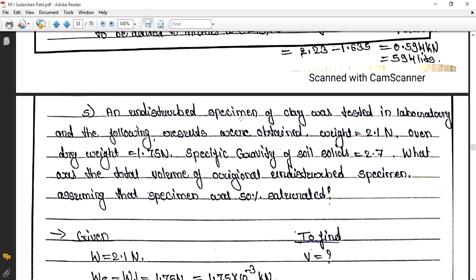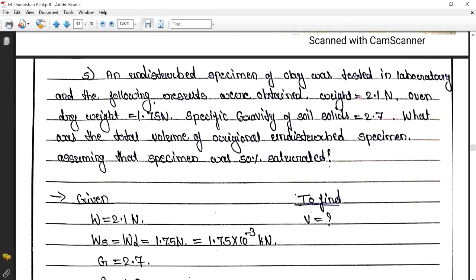So further, a few other problems of the same type we are going to solve. Just you can see over here, an undisturbed specimen of a clay. Next problem: an undisturbed specimen of a clay was tested in the laboratory and the following results were obtained. Weight is equal to 2.1 Newton. Oven dried weight is 1.75 Newton. Specific gravity is 2.7. What was the total volume of the original undisturbed specimen, assuming that the specimen was 50% saturated?